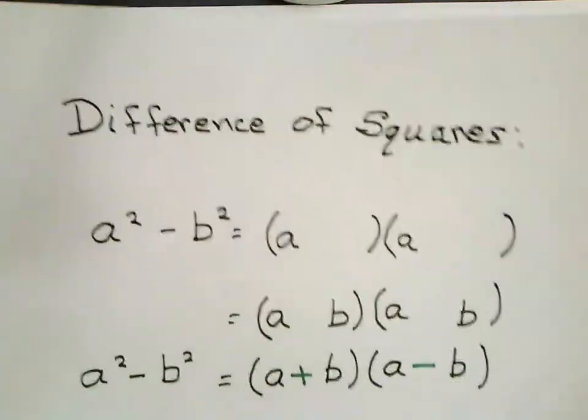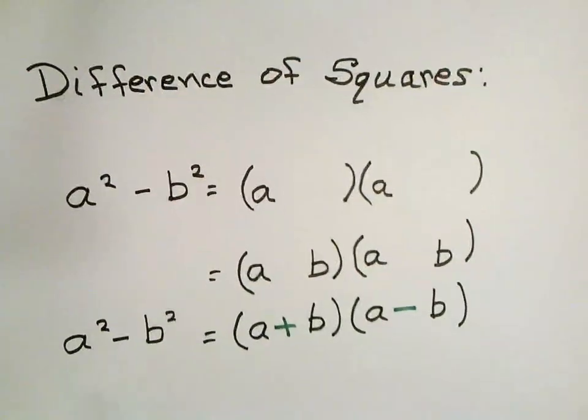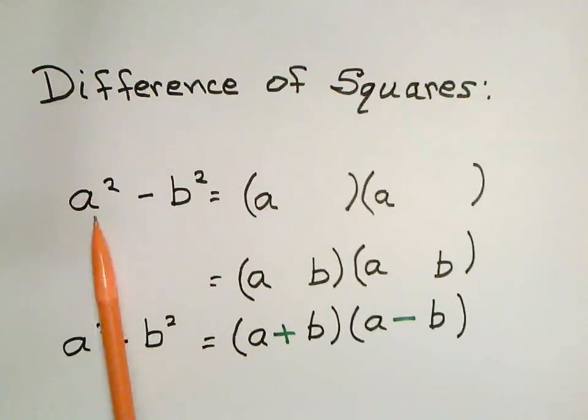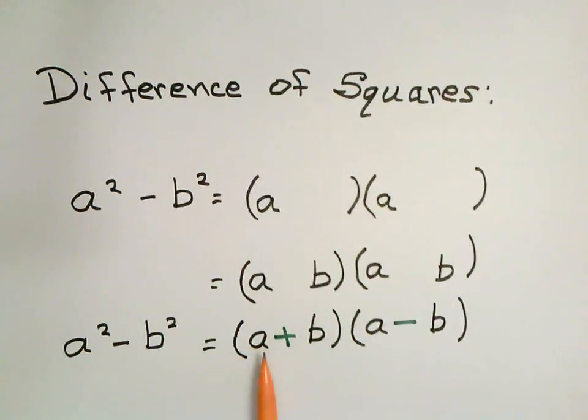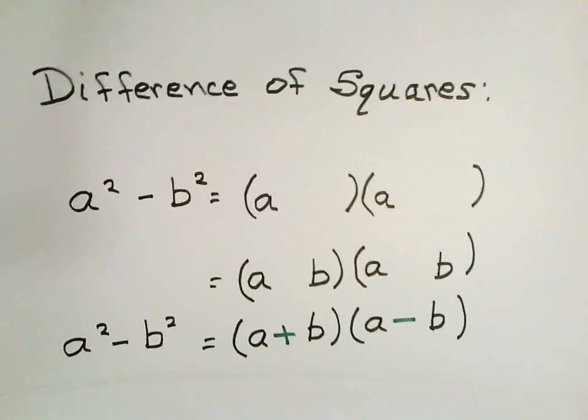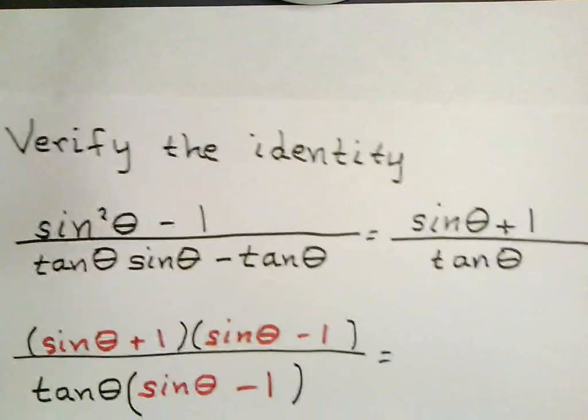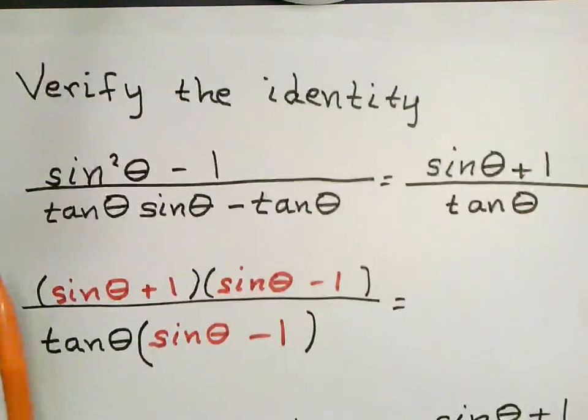Let's review how to factor the difference of squares. If you have a squared minus b squared, you take the square root of a squared, you get a. Take the square root of b squared, you get b. And then remember, one has to be positive and one has to be negative. So this is our factorization of the difference of two squares. We're going to use that to help us verify this identity.